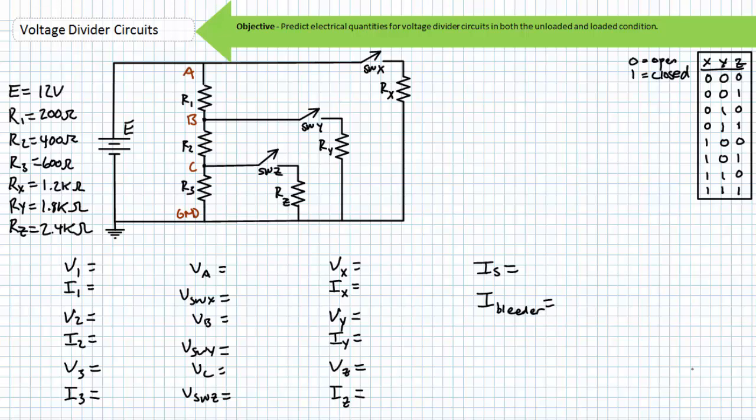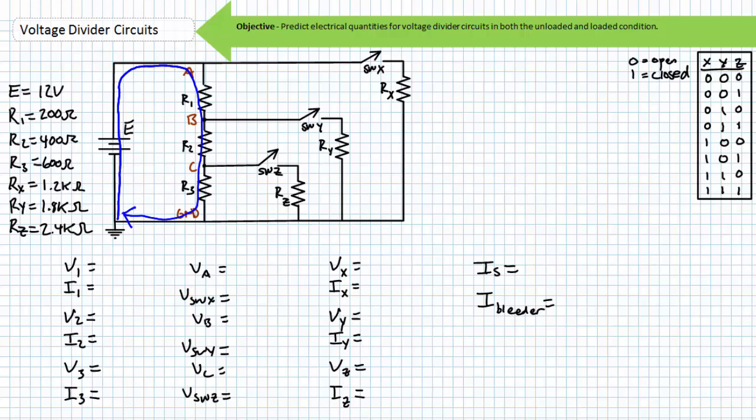Don't wait for me to give you the answers. If a hint frees you from a sticky spot, by all means pause the lecture and see if you can take it from here. Our first scenario is one in which the voltage divider is unloaded and all switches are open. The simplest of series circuit analysis techniques will suffice.